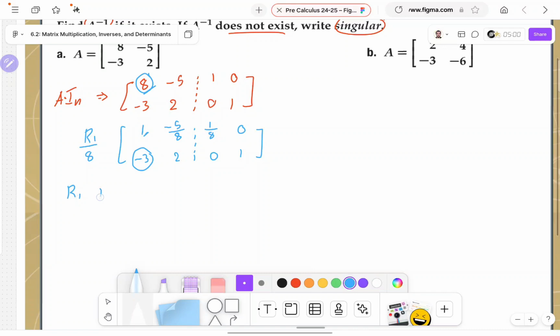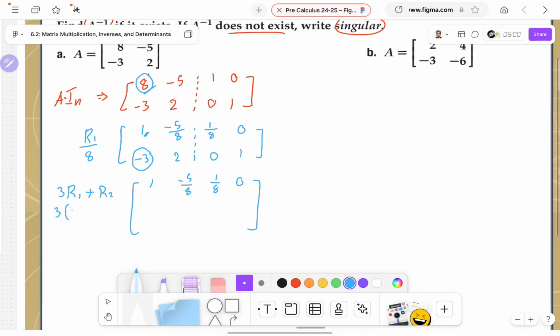So row 1 with row 2. Row 2 has negative 3. This is 1, so I need to multiply row 1 with 3. Then we add it with row 2. Okay, so the new matrix will be 1, negative 5 over 8, 1 over 8, then 0.